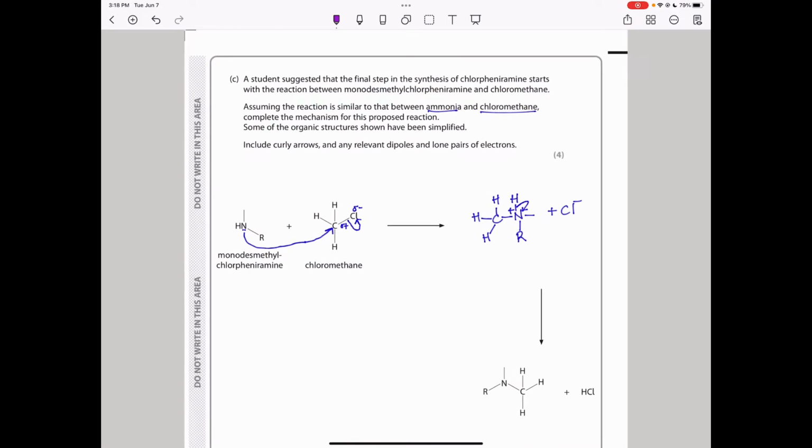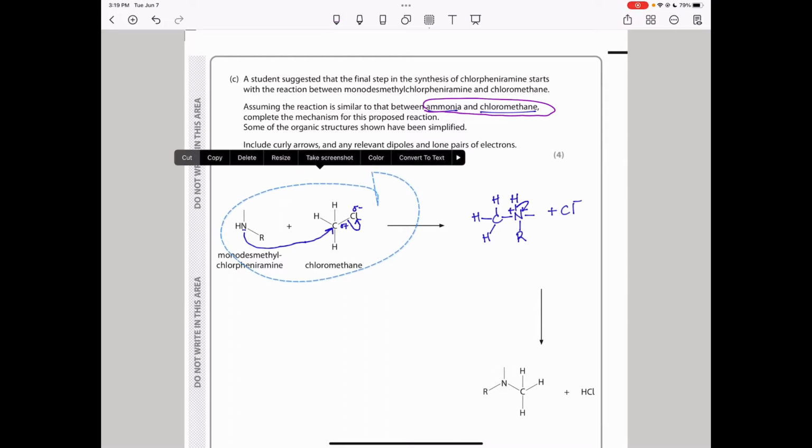The next part says, a student suggested that the final step in the synthesis of chlorphenamine starts with a reaction between monodesmethyl chlorphenamine and chloromethane, assuming the reaction is similar to that between ammonia and chloromethane. This is easy, the reaction between ammonia and chloromethane. Basically, it's a nucleophilic substitution reaction. They say complete the mechanism for this proposed reaction. Some of the organic structures shown have been simplified. Easy, easy, easy. Let's cancel out this and do the mechanism.